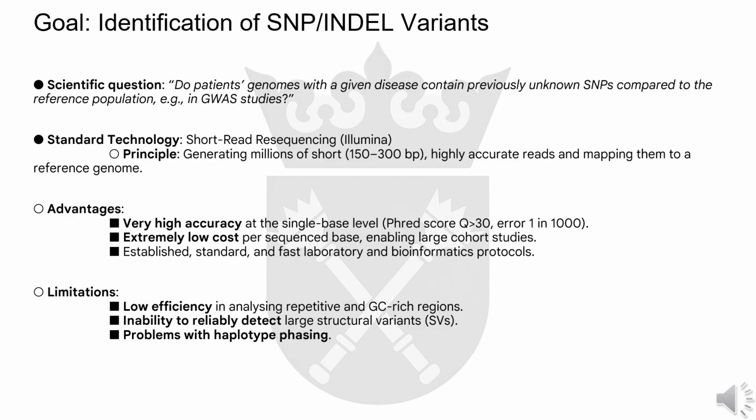Another big advantage is cost. The unit cost of sequencing per base has dropped dramatically and today allows the analysis of large cohorts, which 10 years ago was beyond the reach of most projects. But we have to remember the limitations. This data will tell us little about repetitive regions, large genome rearrangements, or haplotypes. So if our question concerns structure rather than just individual changes, Illumina may not be enough.